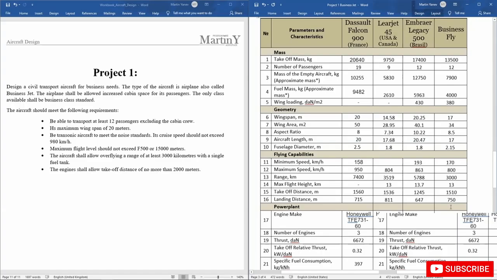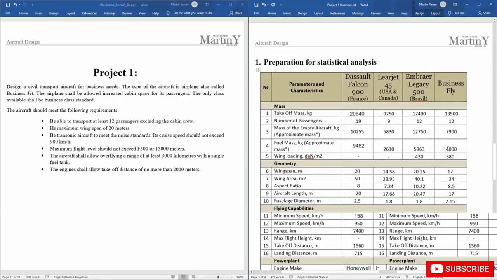So that's it, guys. These are all the parameters that we needed to record for our business jet, and once we have this, we've got, let's say, a flavor of what aircraft we're going to build. So we're going to build an aircraft with these parameters that we just recorded.